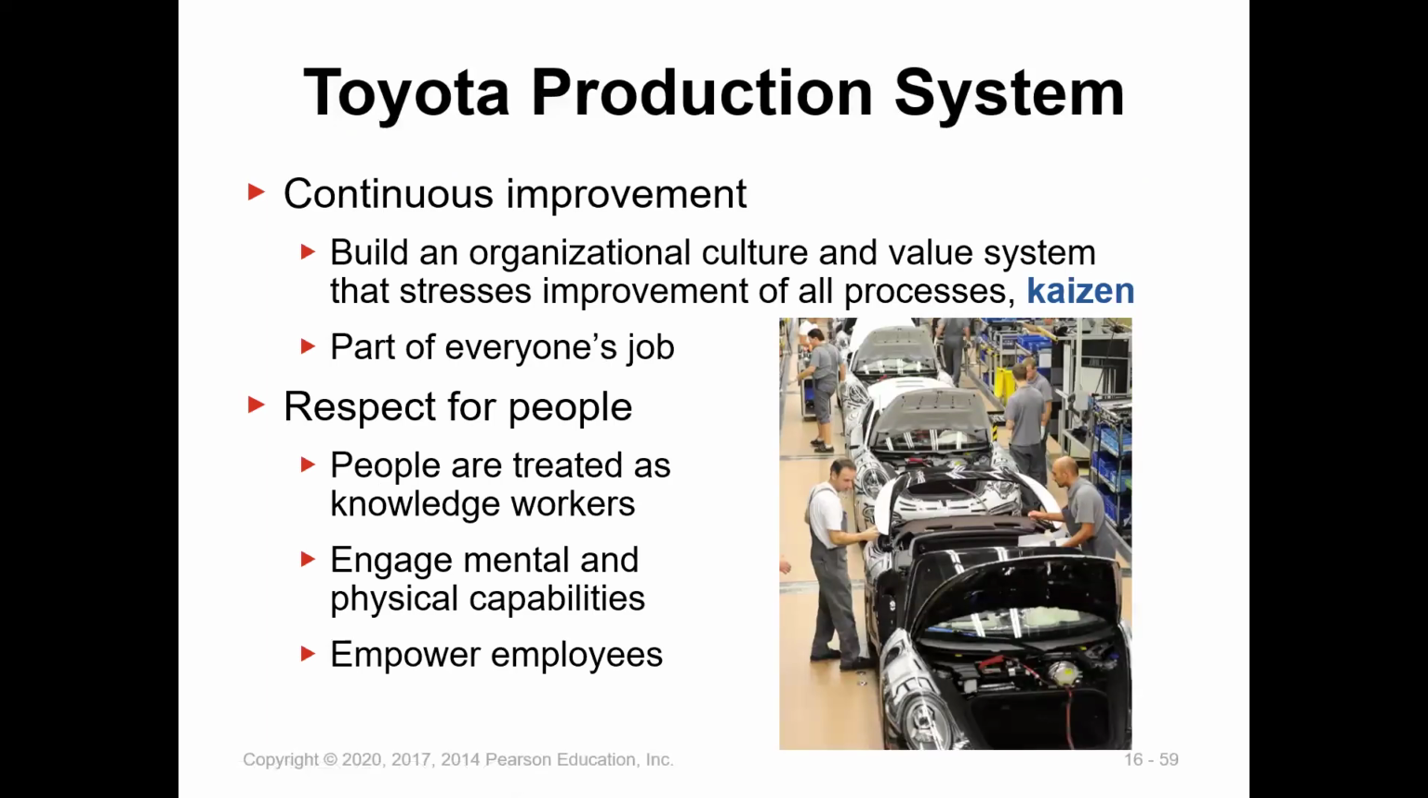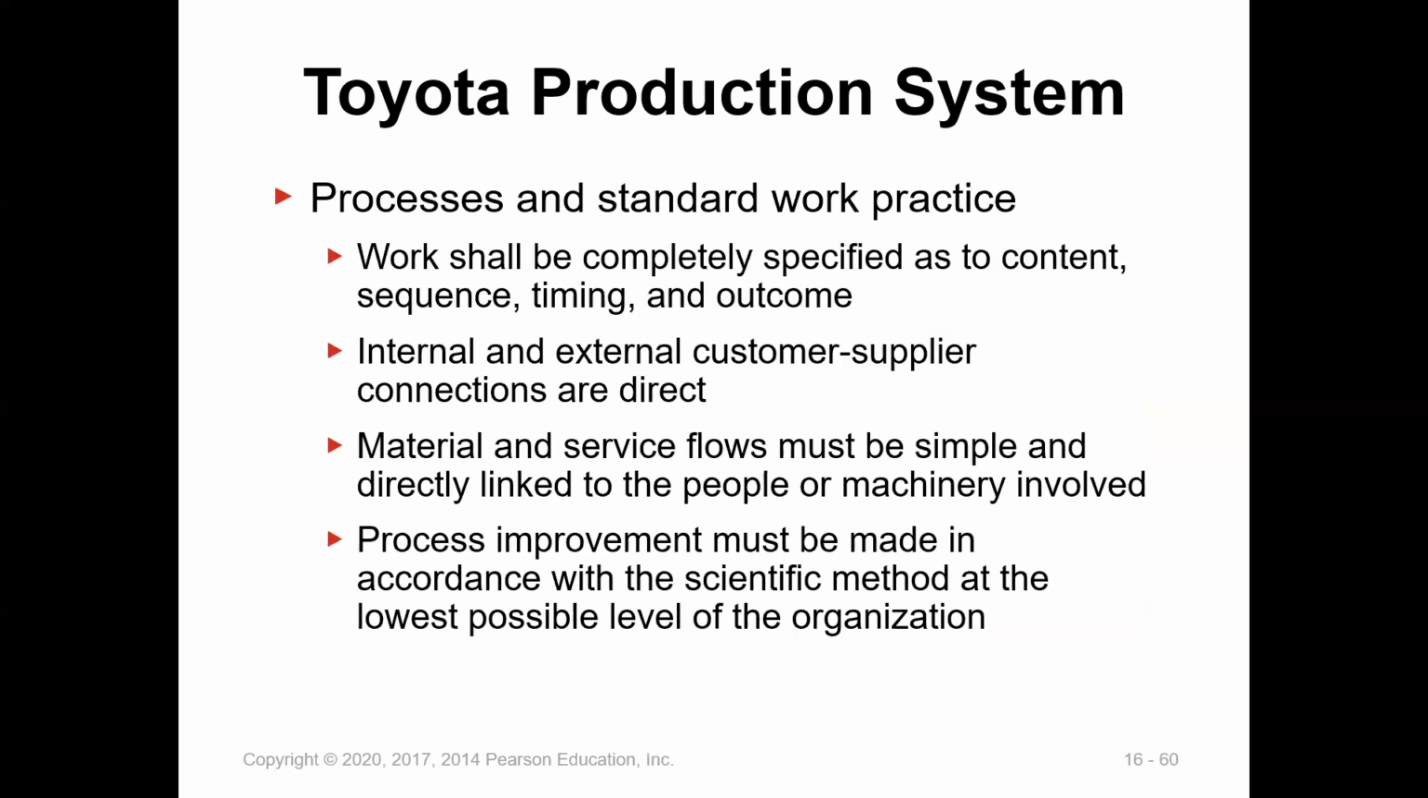We talked about Toyota production system, continuous improvement, respect for people. People are treated as knowledge workers. You know, when you work with others, you need to respect their knowledge. Toyota production system process and standard, where practices work shall be completely specified as to content. Internal and external customer supplier material and service flow must be simple. It must be simple, you know. The process improvement must be made in accordance with the scientific method.